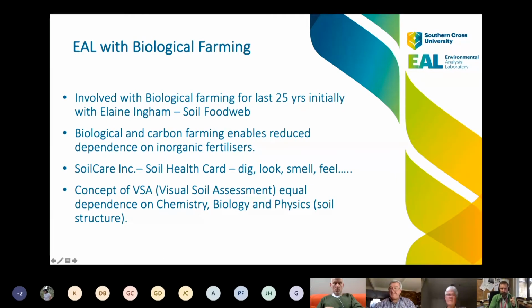And then there are other concepts of visual soil assessment. And really, it's just putting the dependency back onto chemistry, biology, and soil physics. And that's your compaction or structure of your soil, and that's very important as well. Oh, absolutely important, essential.